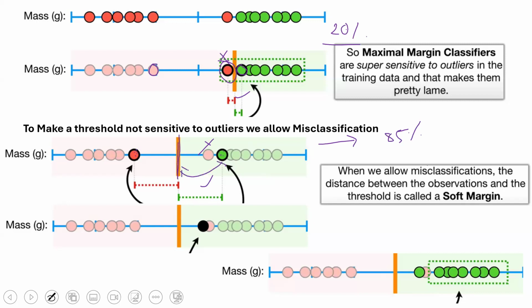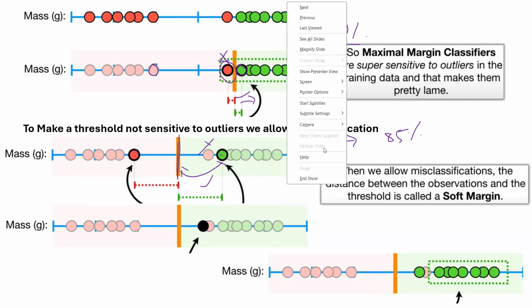Okay. So when you allow misclassification, the distance from the threshold to the point is called as soft margin. When you don't allow misclassification, we call that hard margin. Such kind of classifiers are called hard margin classifiers. And when you allow misclassifications while finding the margin, such classifiers are called soft margin classifiers. Okay. SVM is a soft margin classifier. It allows misclassifications. And now the other question is, how many points should we allow for misclassification? How many points do you have to allow?